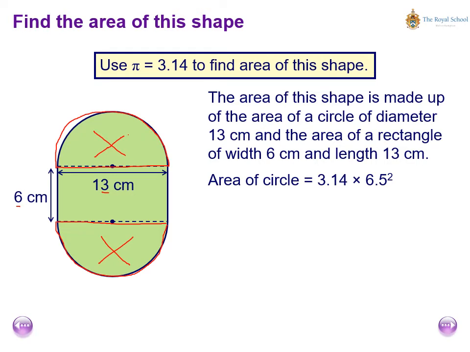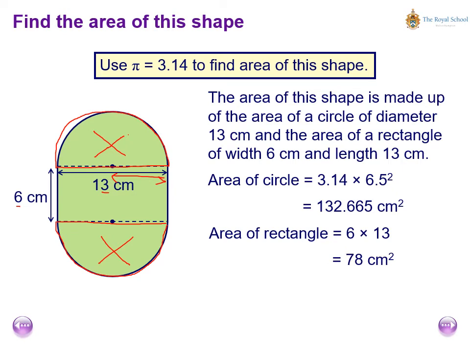So the area of the circle is going to be pi times the radius squared. Remember, 13 centimeters would be a diameter, so we need to half it, and we get 6.5 for our radius. So pi times 6.5 squared gets the circle, 132.665, and then the area of the rectangle, 6 times 13, gets us 78 centimeters squared. Add them all together, and then we have a total area of 210.665. So we've done compound area there with circles.